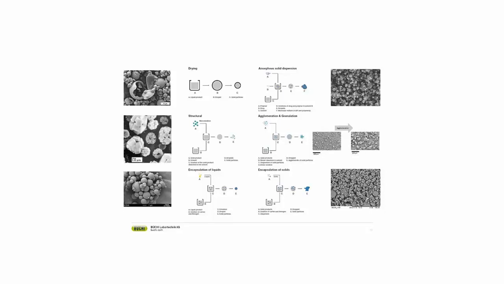But you could also use your spray dryer to do amorphous solid dispersion. We will come back to that in a further slide. To do some structural change, for example, micronization or agglomeration and granulation. This will come also later. Or you can do some encapsulation of liquid and solid.